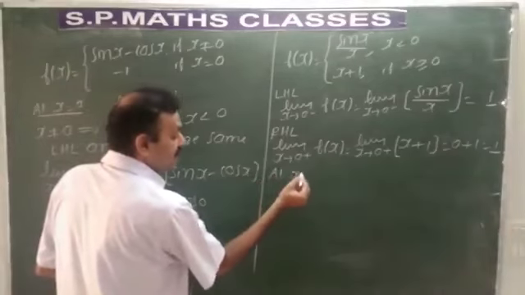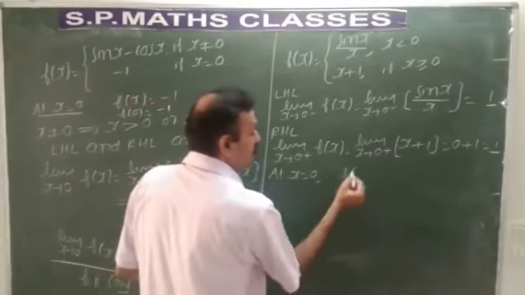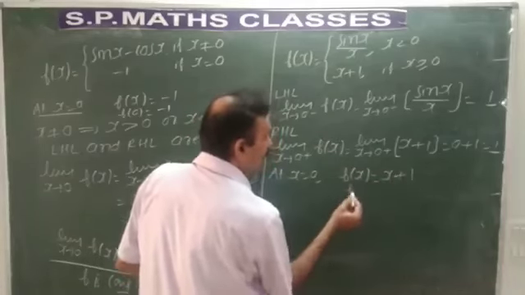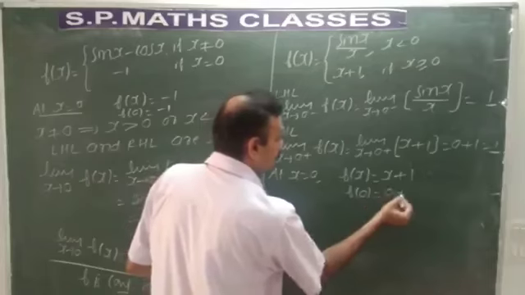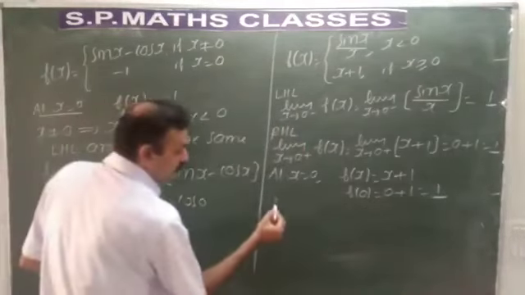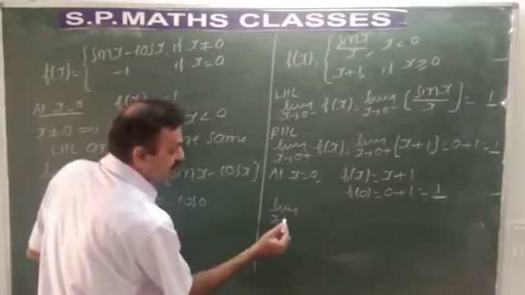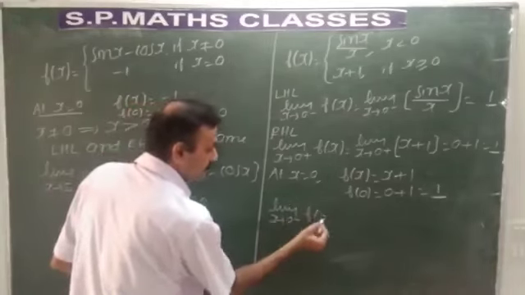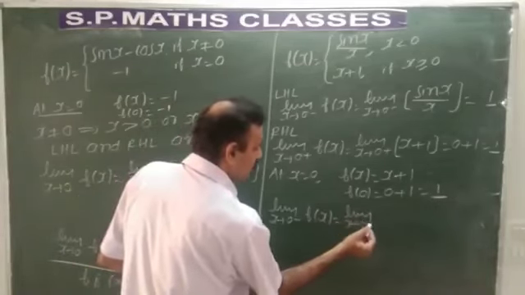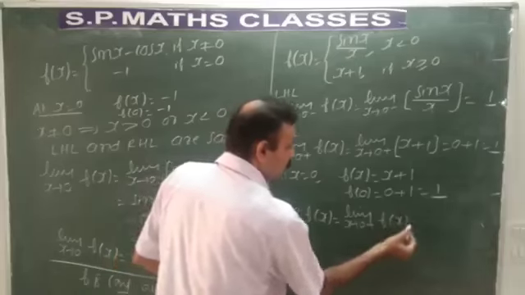Now I take at x is equal to 0. What is f of x? F of x will be nothing but x plus 1. I conclude f of 0 is 0 plus 1, which is equal to 1. What is your conclusion now? I conclude limit as x tends to 0 minus f of x is equal to limit as x tends to 0 plus f of x is equal to f of 0.